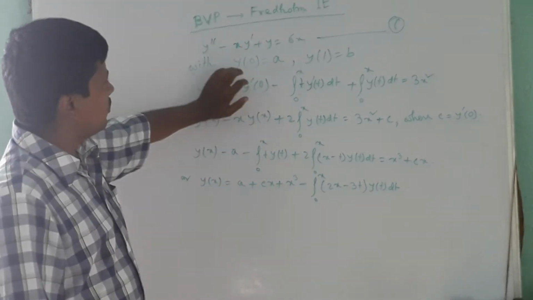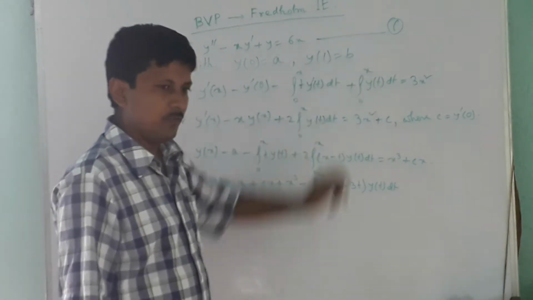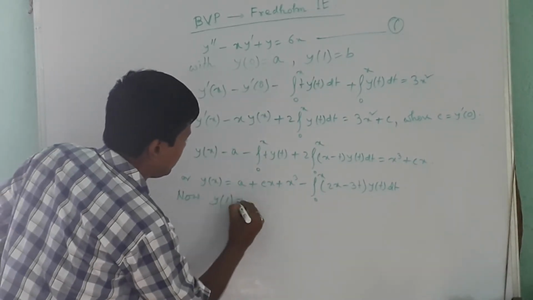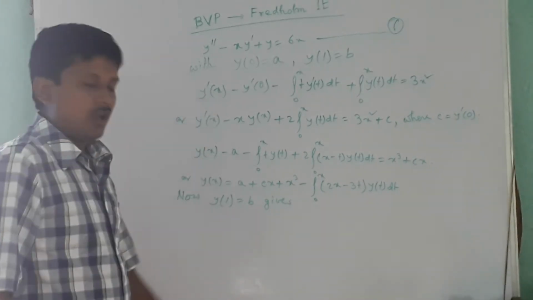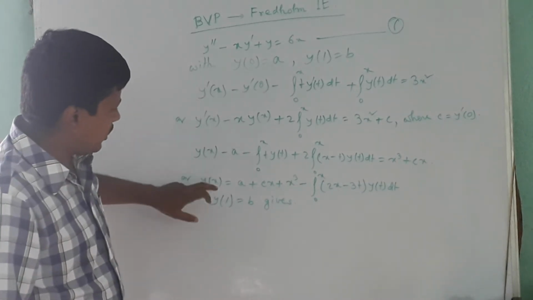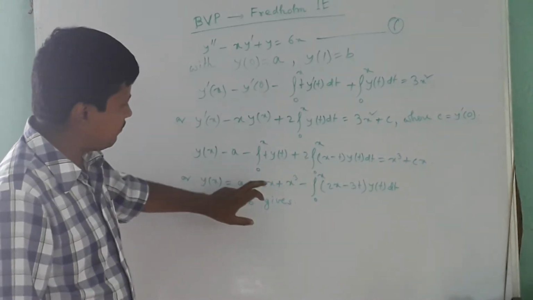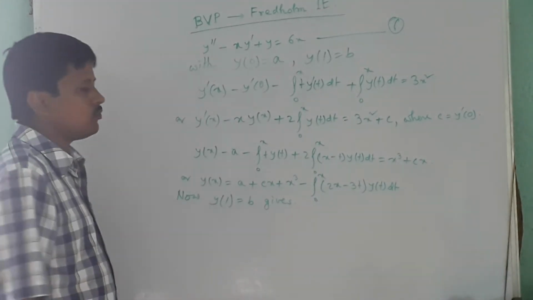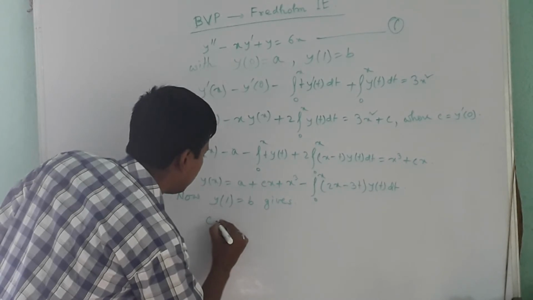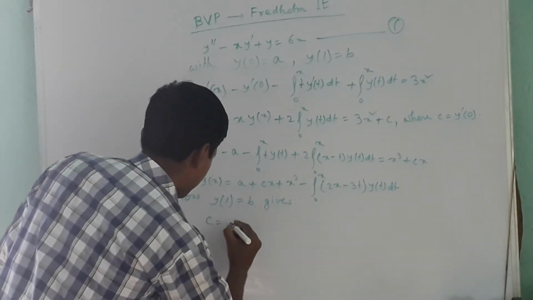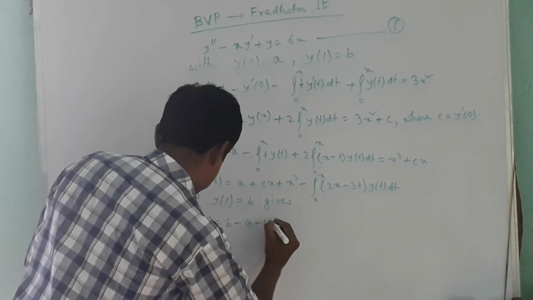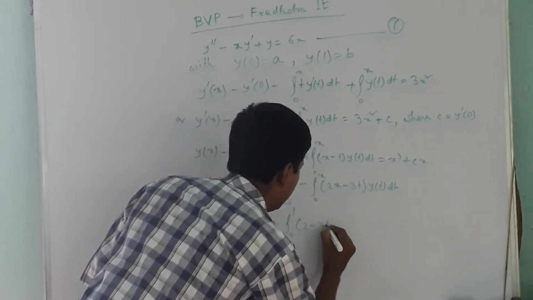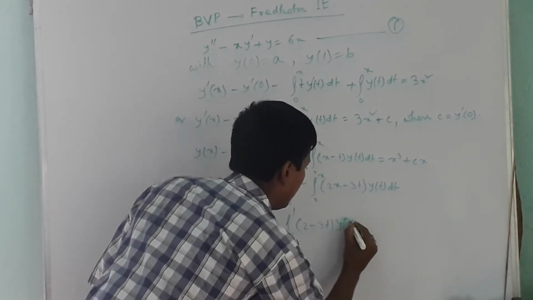So we have used one condition, y 0 is equal to a, but we need to use another condition, y 1 is equal to b. So now y 1 is equal to b gives: left side will be b and right side will be a plus c plus 1 minus the integral from 0 to 1 of 2 minus 3t y t dt. We are interested in finding the value of c. So finally we get the value of c: c is equal to b minus a minus 1 plus the integral from 0 to 1 of 2 minus 3t y t dt.